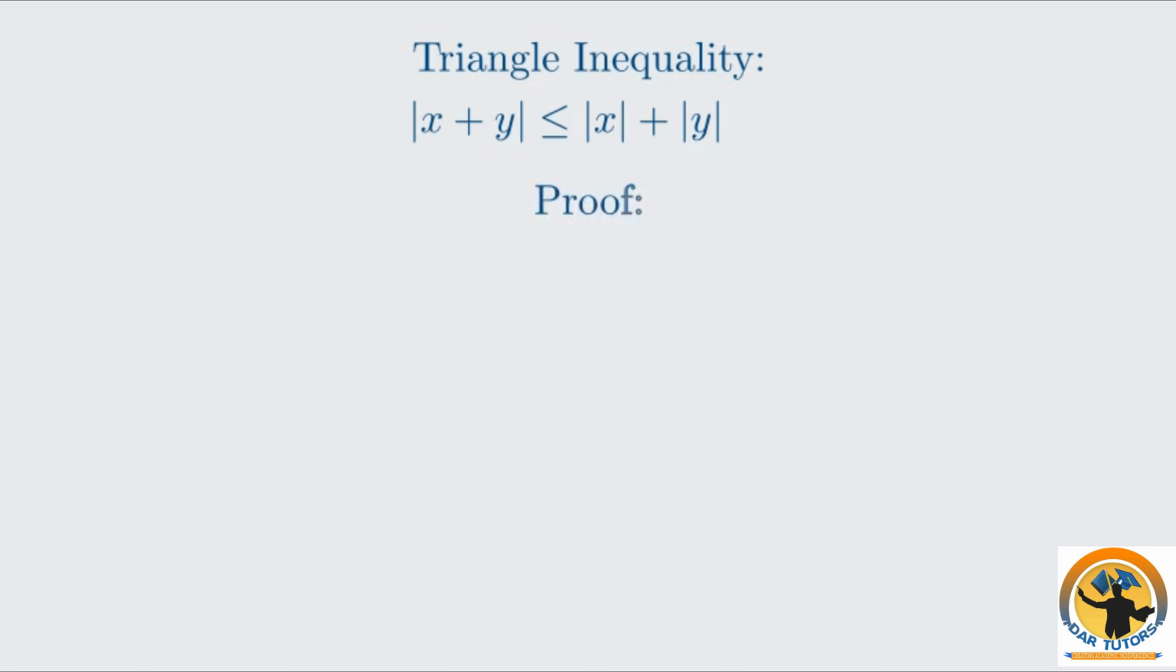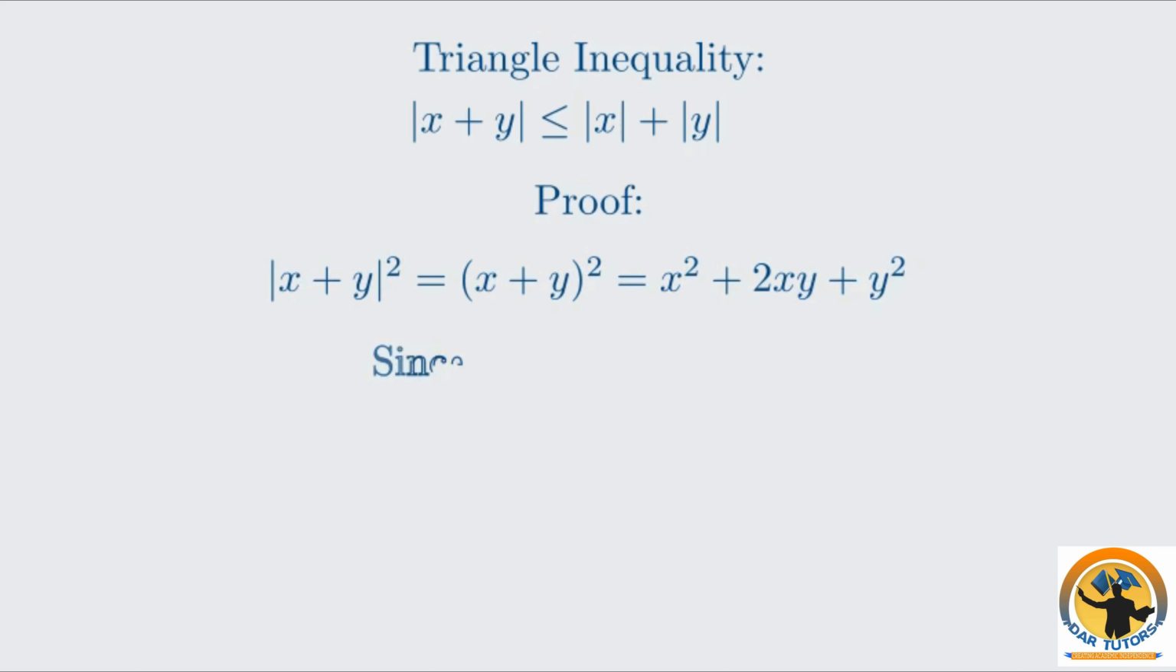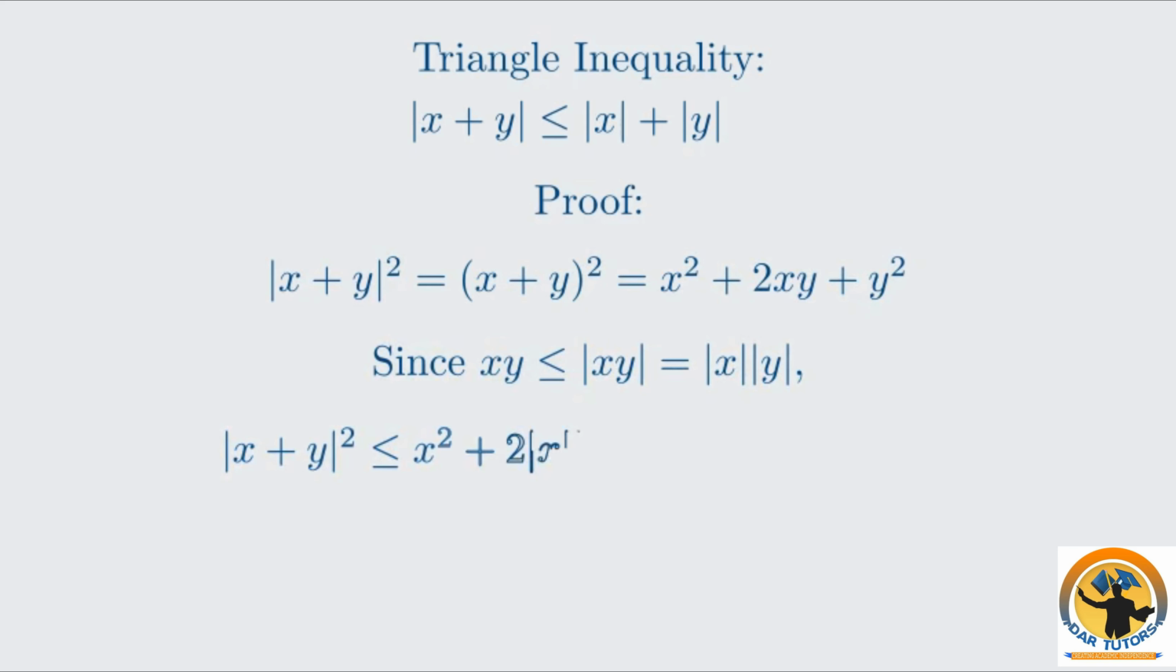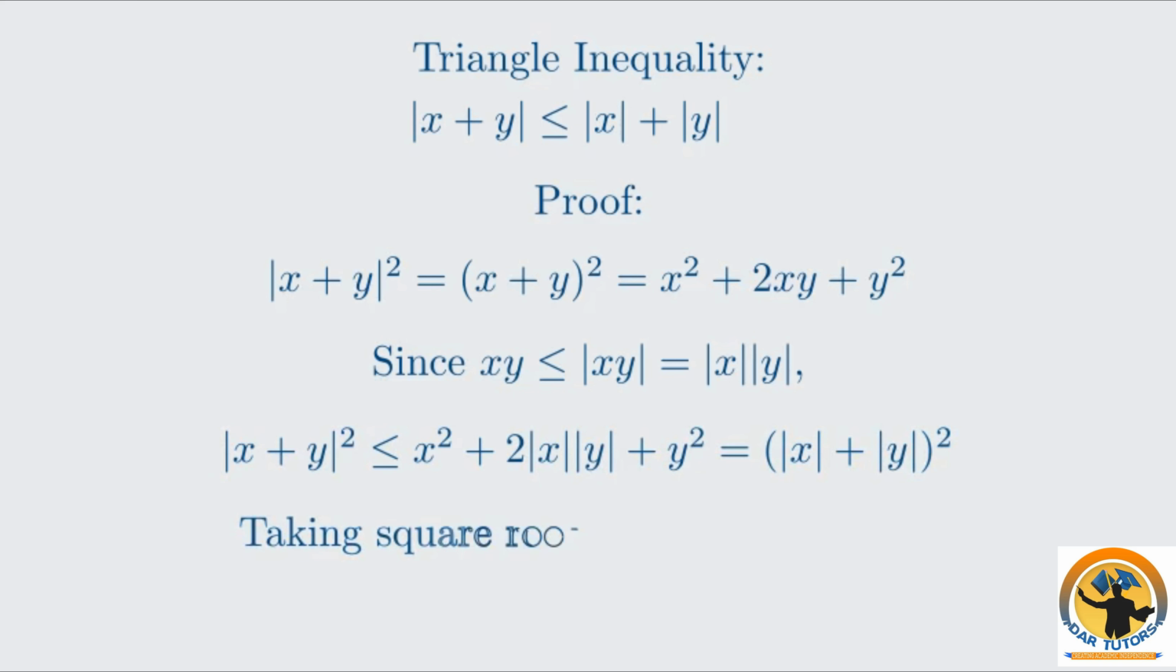Let's prove it. We know that the modulus of x squared equals x squared. So the modulus of x plus y, squared, equals x plus y squared, which equals x squared plus 2xy plus y squared. We also know that xy is always less than or equal to the modulus of xy, which is equal to the modulus of x times the modulus of y. Substituting this into our expression, we get that the modulus of x plus y squared is less than or equal to the modulus of x squared plus 2 times the modulus of x times the modulus of y plus the modulus of y squared, which is the same as the modulus of x plus the modulus of y, all squared. Taking the square root of both sides gives us the triangle inequality.